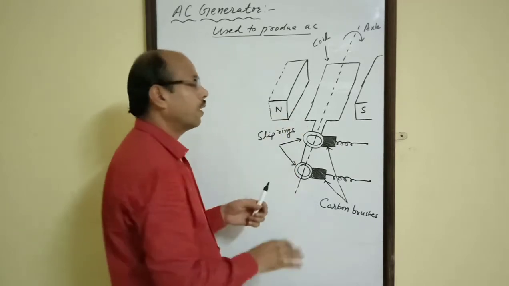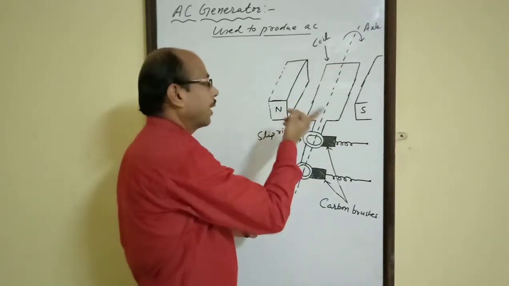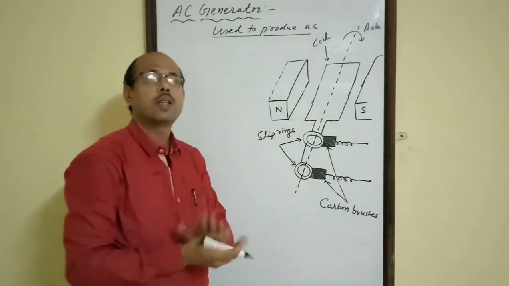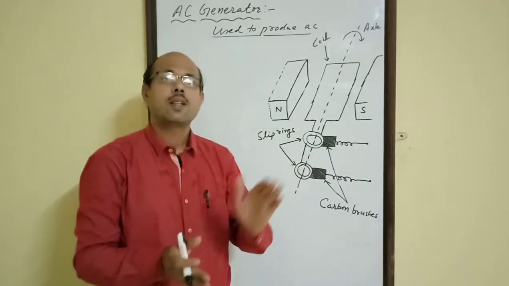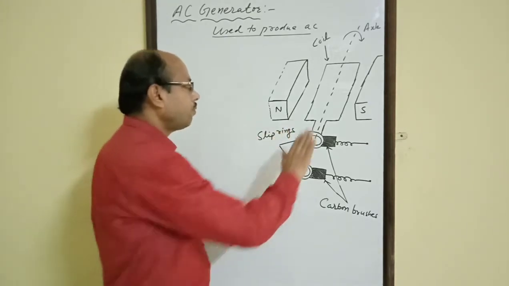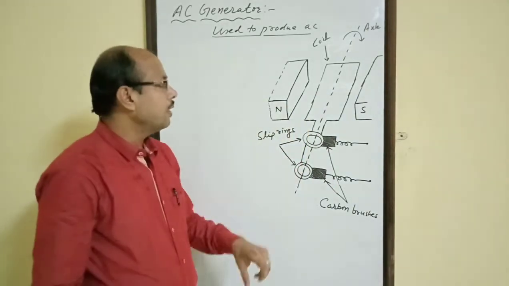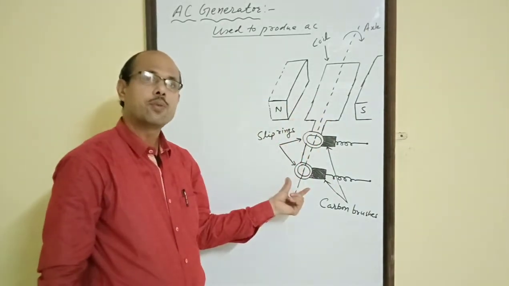In some AC generators, we can also use a concept in which the coil is fixed and the magnets are movable. But in both cases, there will be a change in the angle between the area vector and the magnetic field. As this coil rotates, the angle changes, and if the angle changes, there will be some induced EMF.